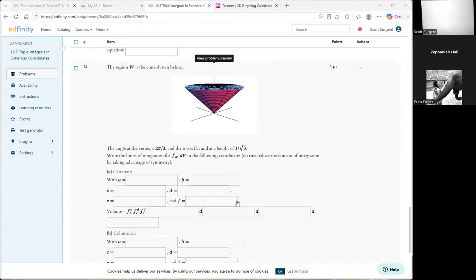Let me draw a picture here. Let me get this translated down to here. Again, this is 12-7, number 13. And then let's see, the angle at the vertex is 2 pi over 3, and we're told the height is 1 over rad 3. Okay, I think I've got enough information here.